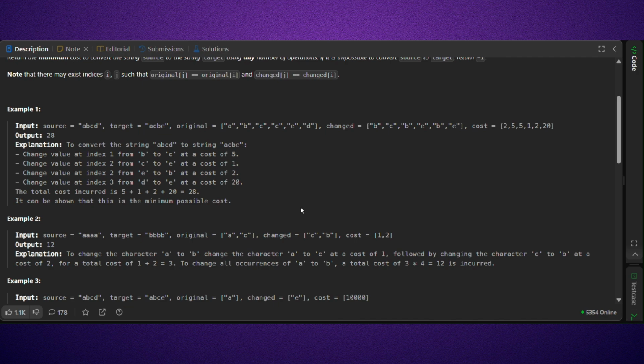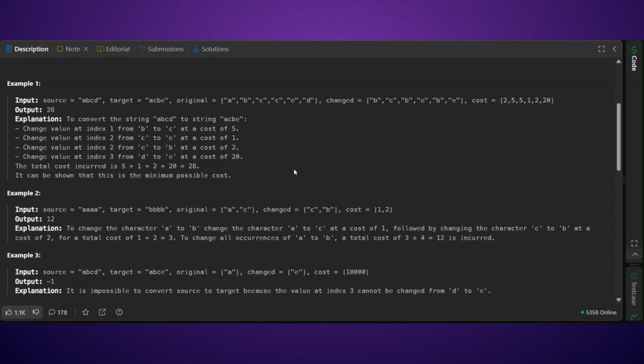This is the key realization. Each character is a node. Each conversion rule is a directed weighted edge. So the problem becomes: what is the minimum cost path from character X to character Y? And since we only have 26 lowercase letters, we can precompute all pairs' shortest paths.